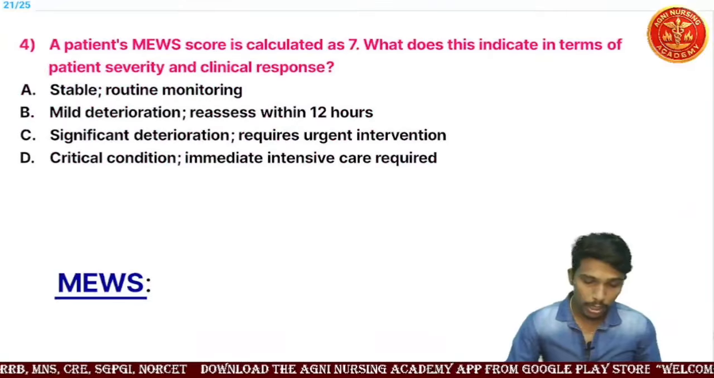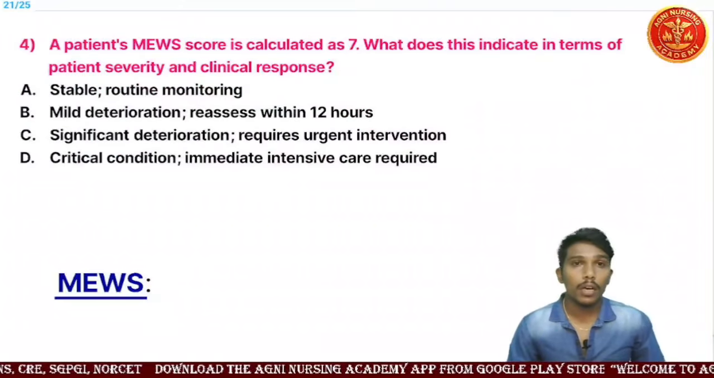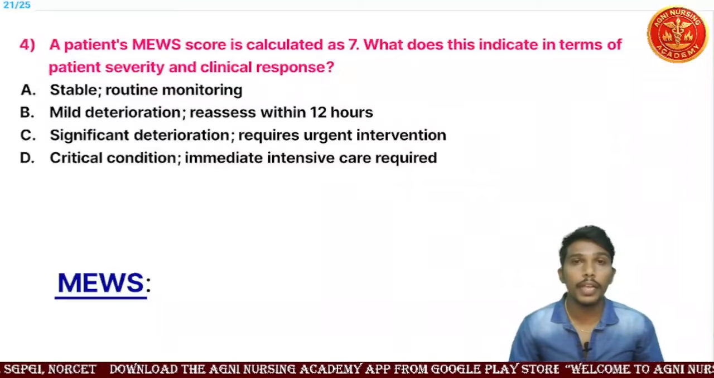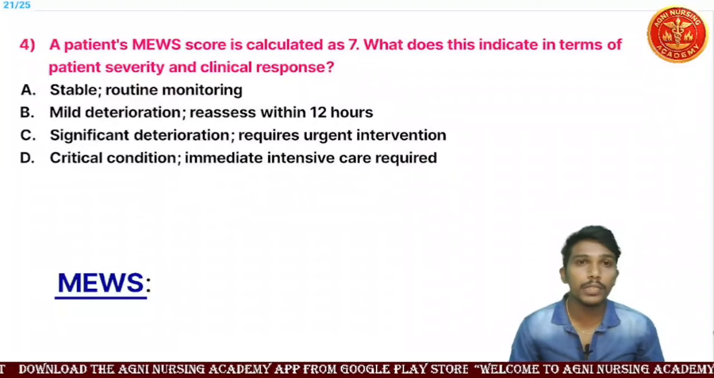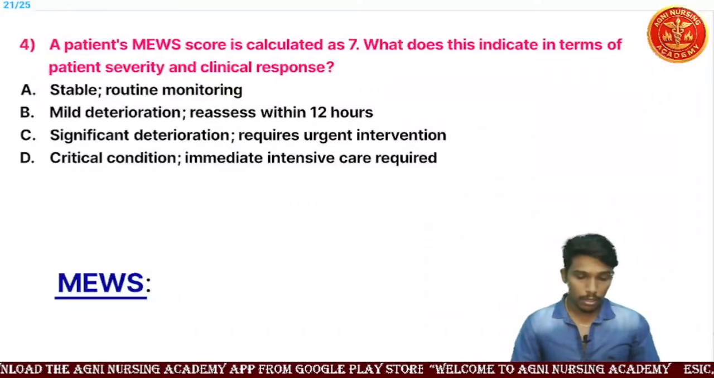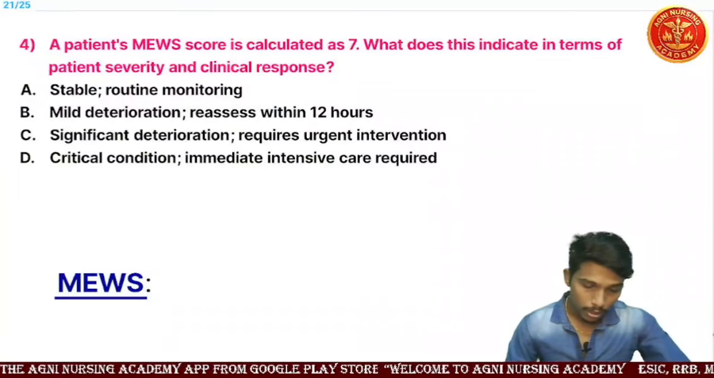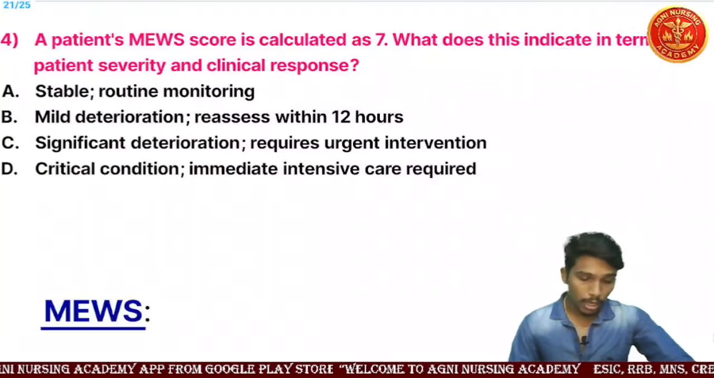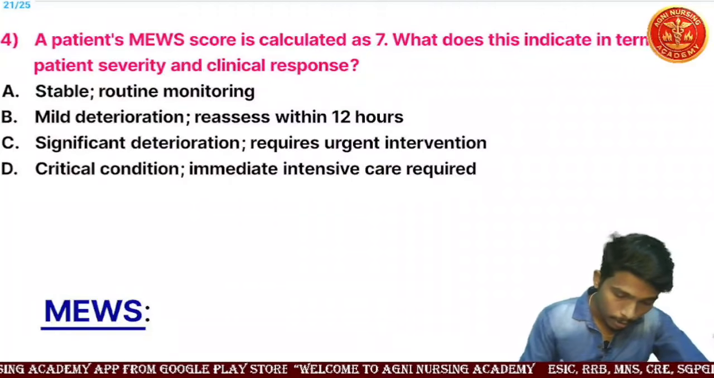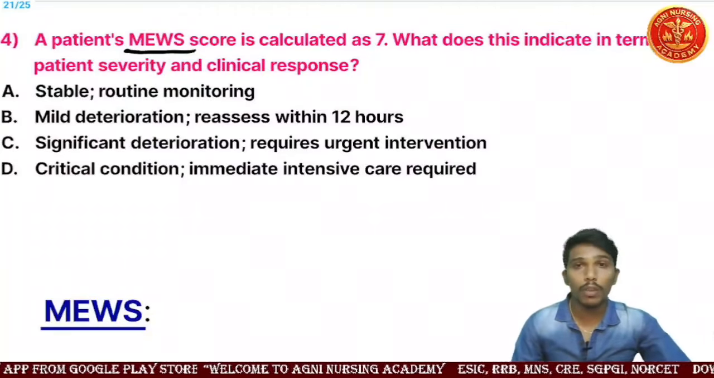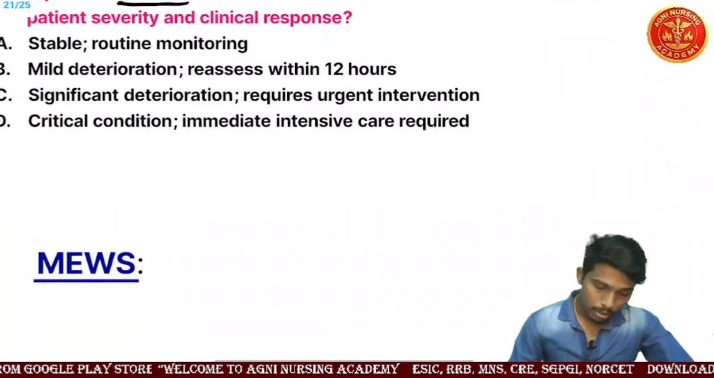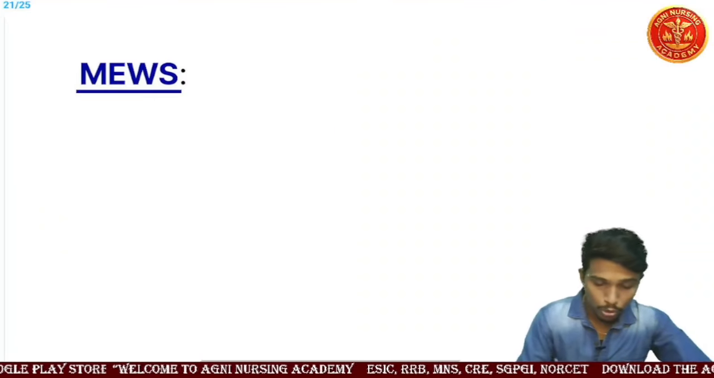Okay, move on to the next question. A patient's MEWS score is calculated as 7. What does this indicate in terms of patient severity and clinical response? See, in this question they are asking about the MEWS score. What is this MEWS score? For what purpose do we have to use this score? Let us discuss.